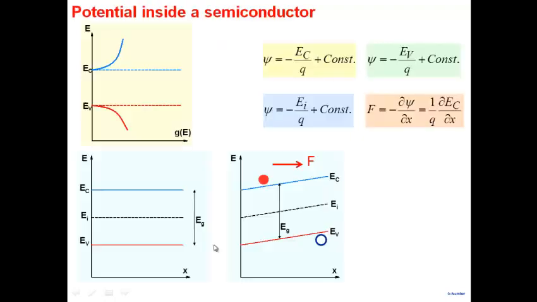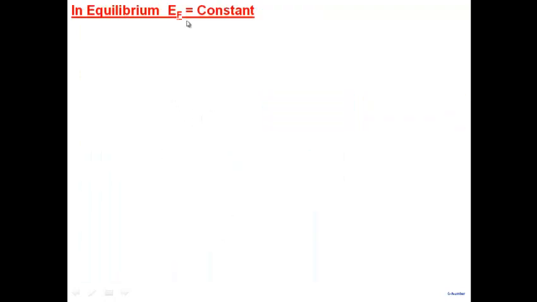Another important concept is, we have said here that in equilibrium, Fermi energy is constant. EF is constant everywhere inside my semiconductor here. One can show through thermodynamic arguments that EF is equal to constant, but I'm going to show it in a different way. We have said that in equilibrium, the electron current density is zero. There's no net electron current.